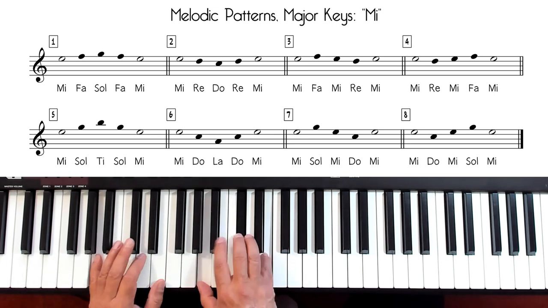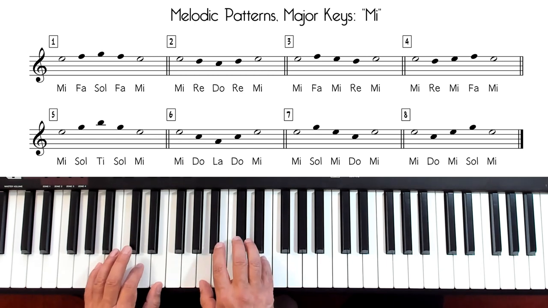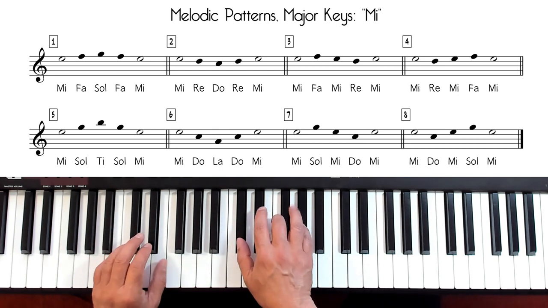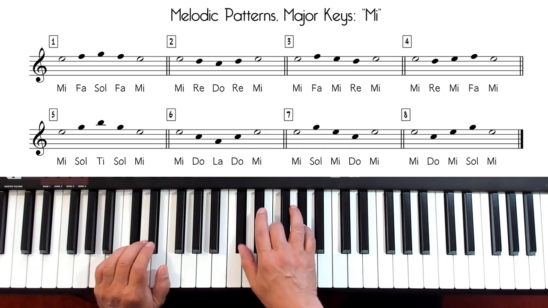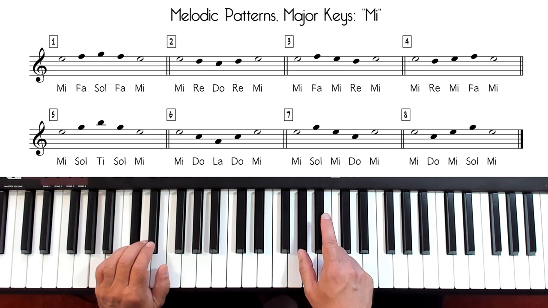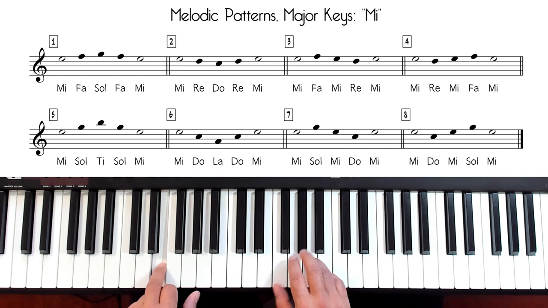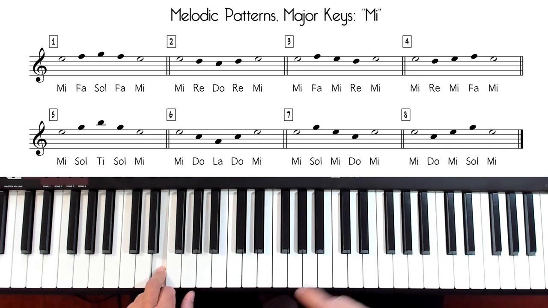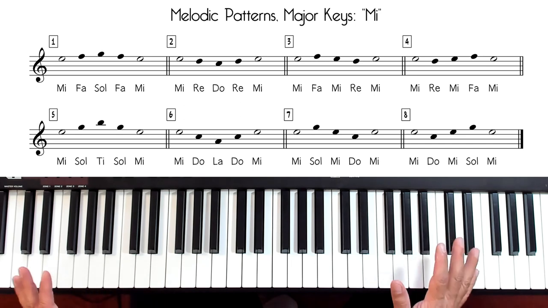Okay, let's start again. I got distracted by myself. Mi, Fa, Sol, Fa, Mi. Pattern number two: Mi, Re, Do, Re, Mi. Different key, at random. Mi, Re, Do, Re, Mi. Number three: Mi, Fa, Mi, Re, Mi. Let's go to the key of E. Mi, Fa, Mi, Re, Mi. And let's go to number four: Mi, Re, Mi, Fa, Mi. And which key are we going to do? A flat.